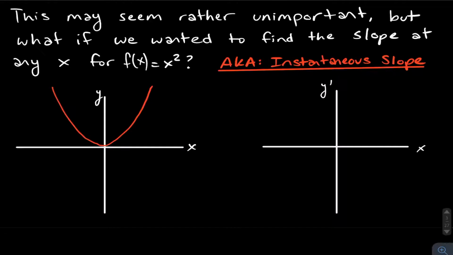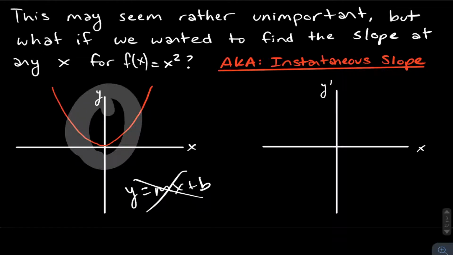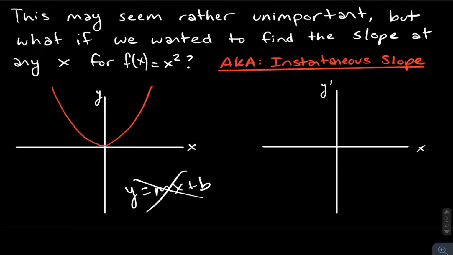And this may seem rather unimportant to you right now. But what if we wanted to find the slope at any x for the function x squared? Well, this is different now because this isn't linear. We can't just graph this using y equals mx plus b. That's not how we're going to be able to do this. So how do we represent the slope at any x for this graph over here with another function?